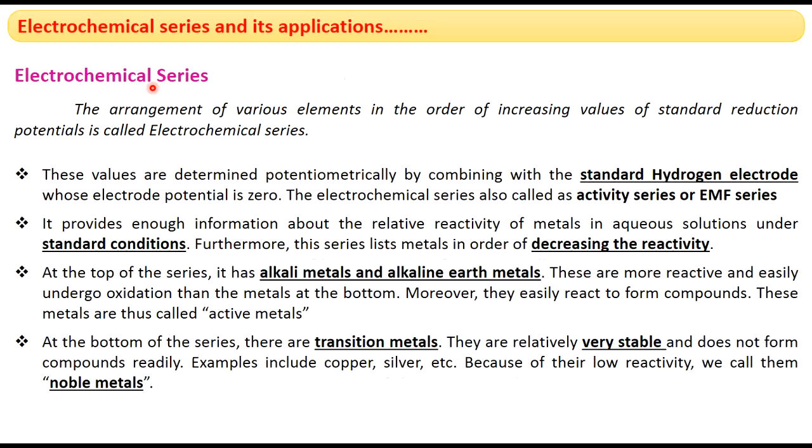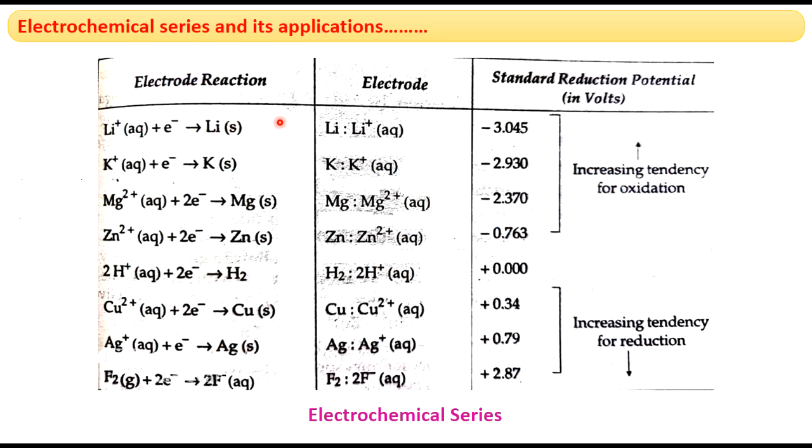Electrochemical series. It is the arrangement of various elements or various electrodes in the increasing order of their standard reduction potential values. That arrangement is called the electrochemical series. So various elements or electrodes are arranged in increasing order of their SRP values. That is called the electrochemical series. This is the electrochemical series.